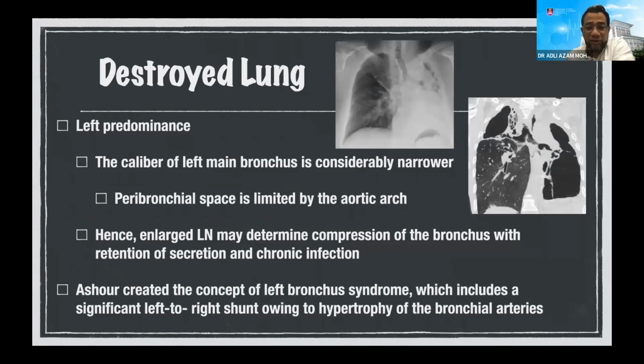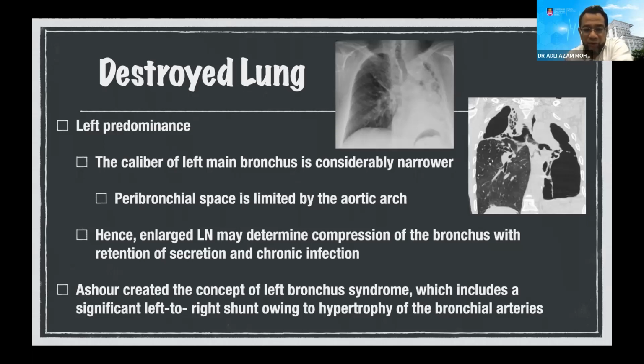we mentioned this again and again, the caliber of the left main bronchus is considerably narrower, and the peribronchial space is limited by the aortic arch. Hence, enlarged lymph nodes may cause compression of the bronchus with retention of secretion and chronic infection. Surgically, it is also technically more challenging on the left side at the hilar region compared to the right side because of those anatomic structures.